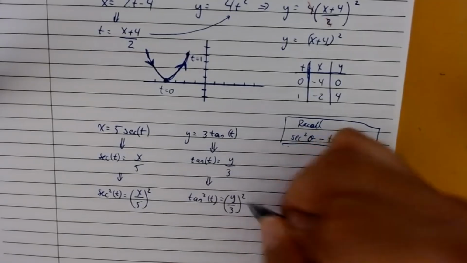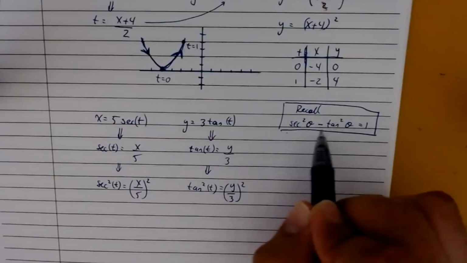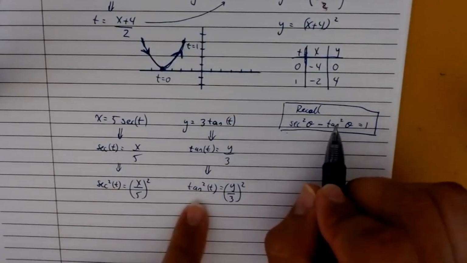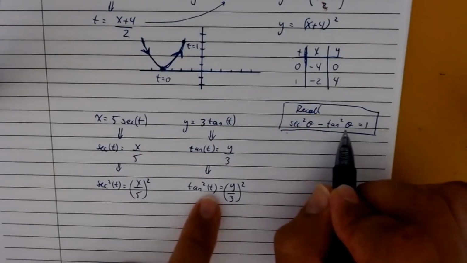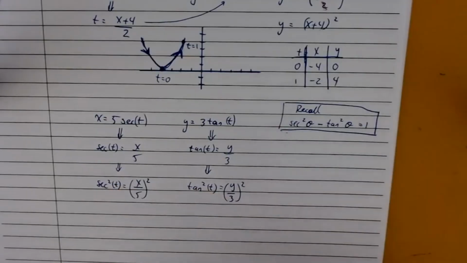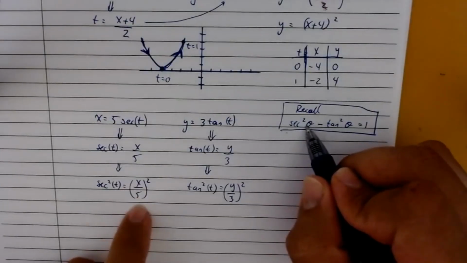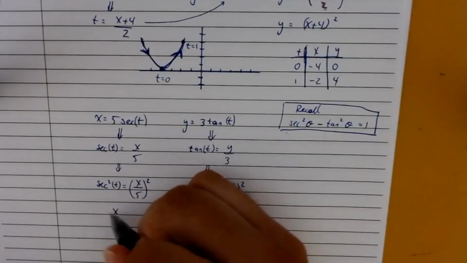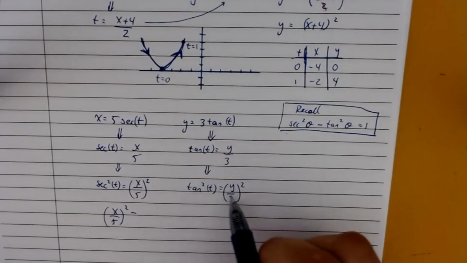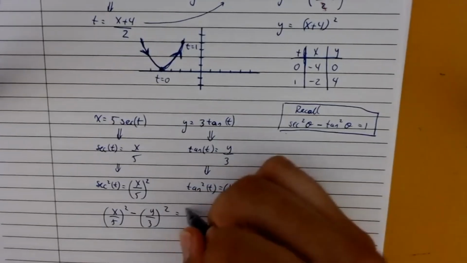But notice now that that is the same as this expression here, secant squared of theta, or t, and that's the same as this expression here, tangent squared of theta, or t. It doesn't matter what variable we have. As long as we have the secant squared of a variable minus the tangent squared of a variable, that's equal to 1. But we can substitute secant squared of the variable by x over 5 squared, minus, we can substitute the tangent squared of the variable by y over 3 squared, like that. And that's equal to 1.